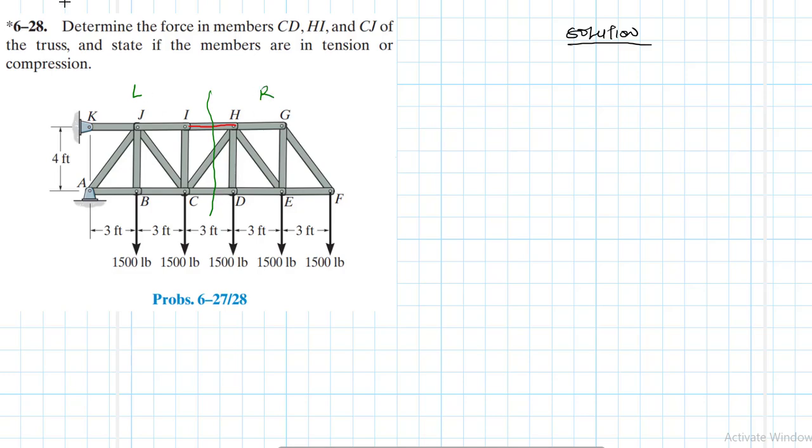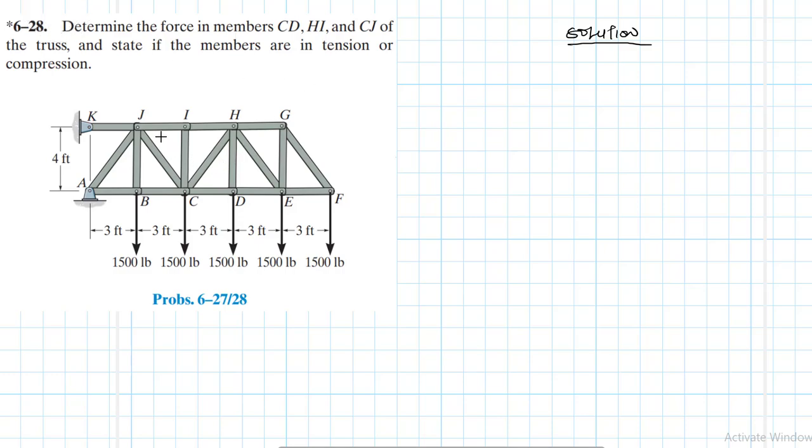What do you think? The right section. The right section. Where do we take moments? Which point? Joint C, we take moments about that point, but we use the right section and then we'll find HI. Okay, great. And then the last but not the least, we have CJ.